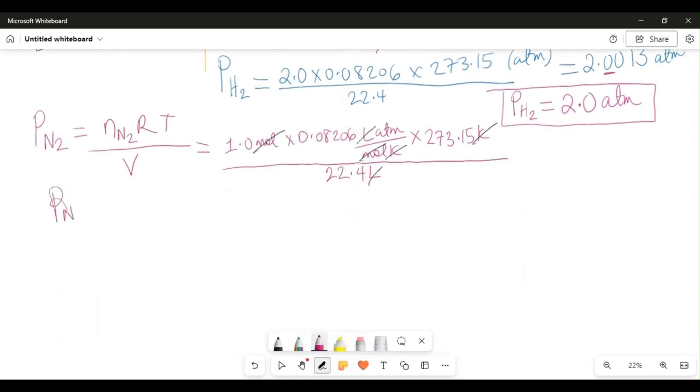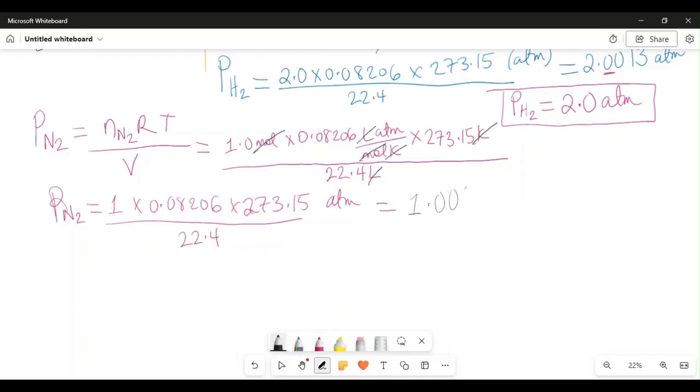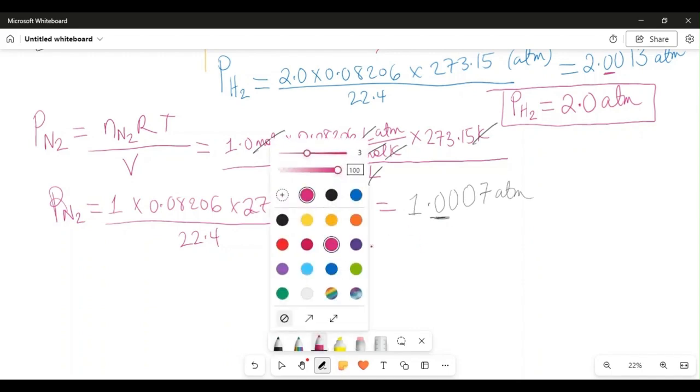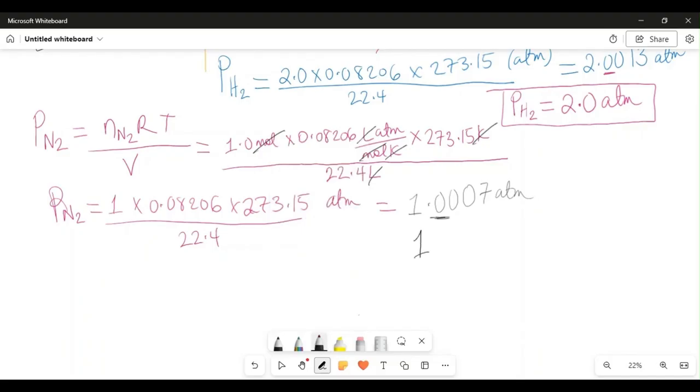So PN2 will simply be 1 times 0.08206 times 273.15, and then you have atmospheres, all of that information divided by 22.4. So when you solve this, you get 1.0007 atmosphere, and using two sig figs, we're going to end up with 1.0 atmospheres for the pressure of N2 gas. So that is how you solve.